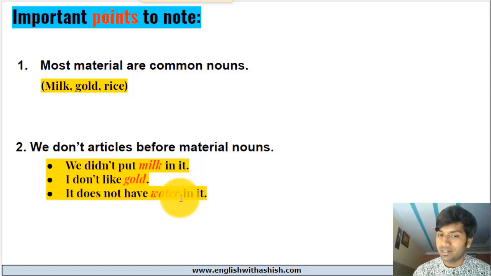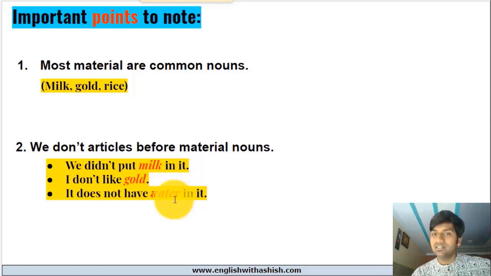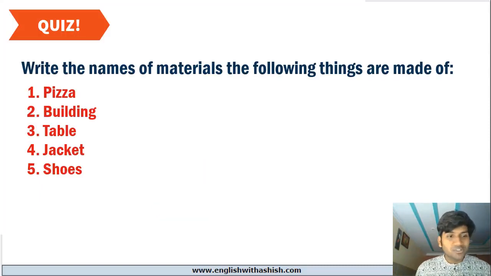It does not have water in it, material noun. Now understand this. If you're referring to a particular one, if you're making it particular, you can use the before it. It does not have the water in it. So let's suppose a couple of minutes back, you came to me and you asked me to use a particular glass of water in the dish that I'm making, but I did not use it. So I'm saying it does not have the water in it, the water that you asked me to use in this dish.